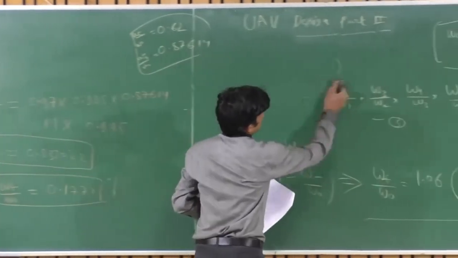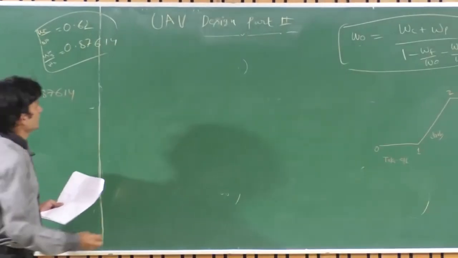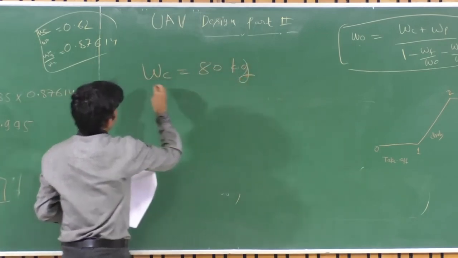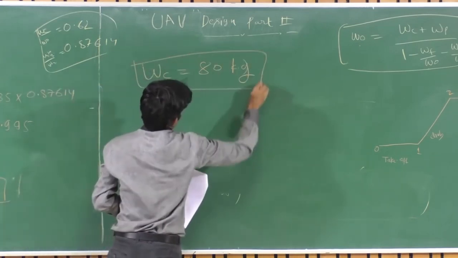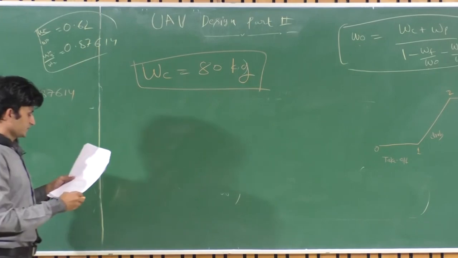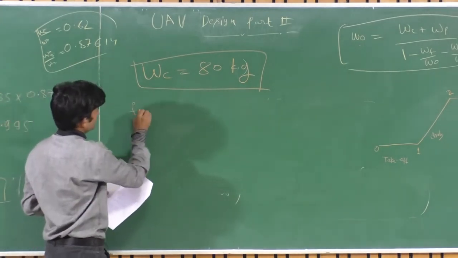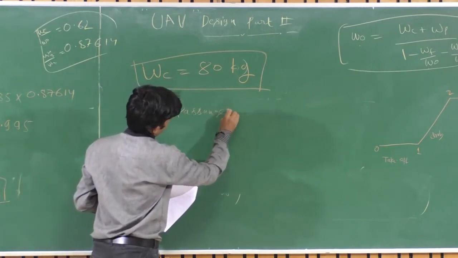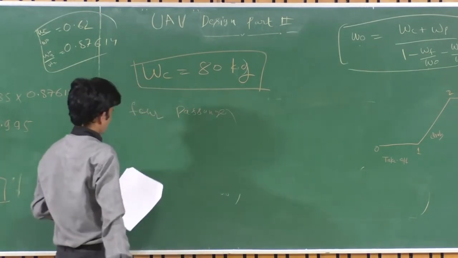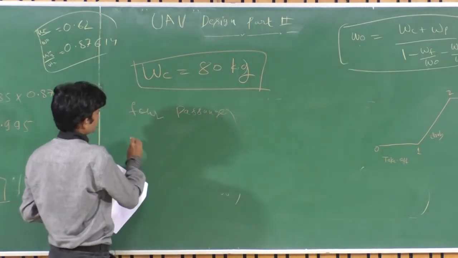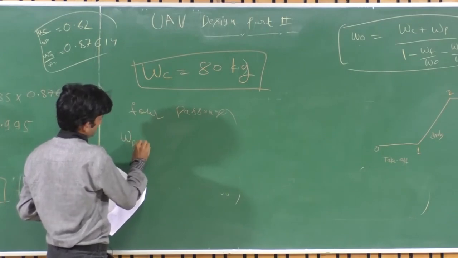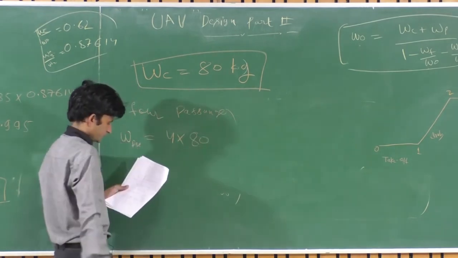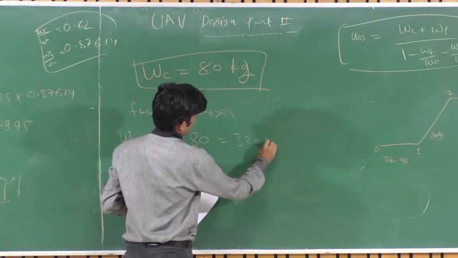Now we will write approximate values here. The average crew weight will be 80 kg. That is the normal 80 kg or 75 kg, the normal average healthy human weight. So we have four passengers, right? The passenger weight, W passenger, one person weight is 80, so 4 will be 4 into 80. This will be 320 kg.